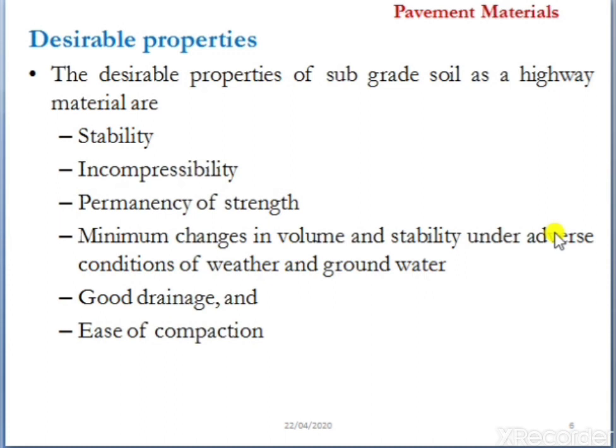Also, the subgrade soil should provide a good drainage facility to drain off the rainwater which is percolating from the top surfaces. So the soil which is used in the construction of highway should have a good compaction ability. Then only the percentage of voids which is present in the soil can be removed. So these are all the desirable properties of the soil which is used in the construction of subgrade.